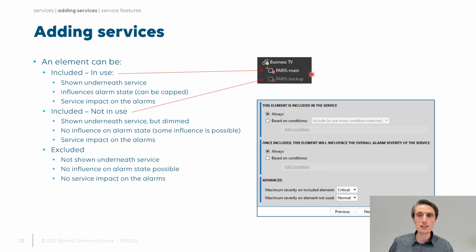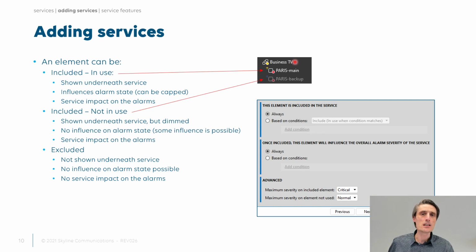Now, the main is in use, the backup is not in use. What is the big difference? Well, the color of the main, the critical alarm, will bubble up to the Business TV, while for the backup, it won't bubble up to the Business TV. Indeed, but what we did here is we actually defined a cap so that the critical is not bubbling up to the service, but it is actually a major, because the maximum severity of the included elements is by default critical. So normally I'm expecting the critical to bubble up, but you do have the possibility to change this critical here to, for instance, major, and that's the example we have done here. We said, if the main device is critical, it's only a major alarm on the Business TV.